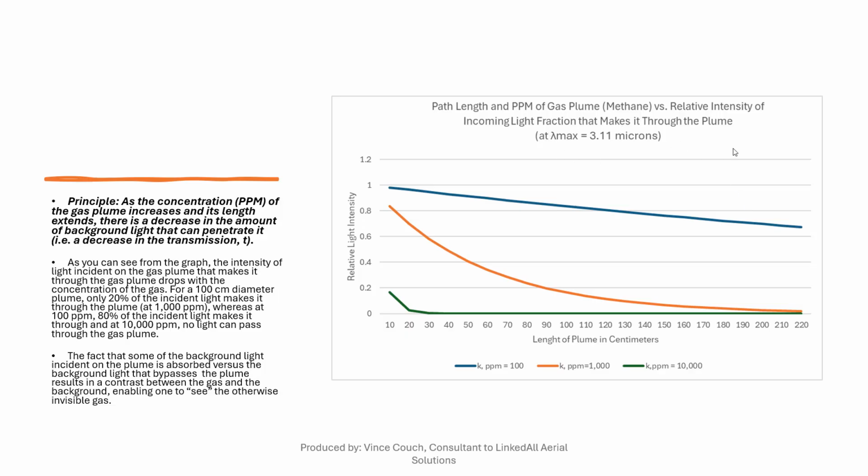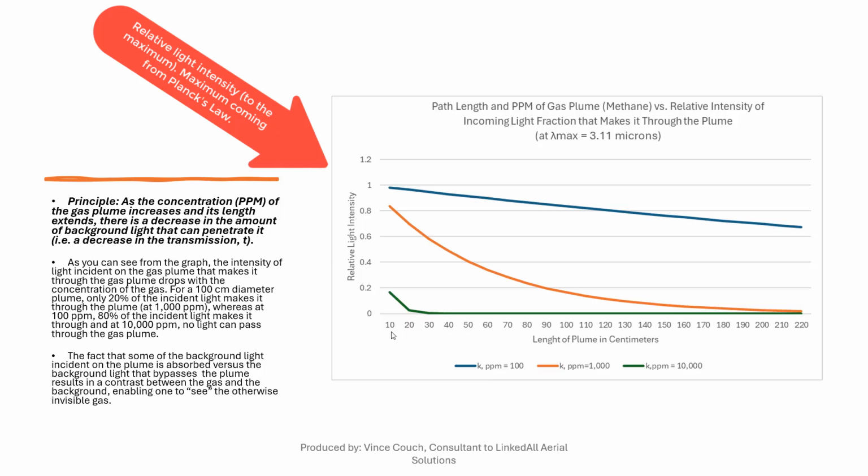I've tuned this to a wavelength of 3.11 microns, the light. And so as you can see, for the really high concentration, very little light gets through it. Even at 10 meters, only 20% is making it through. Actually, this is 10 centimeters. So very little light is getting transmitted through this very dense gas plume.